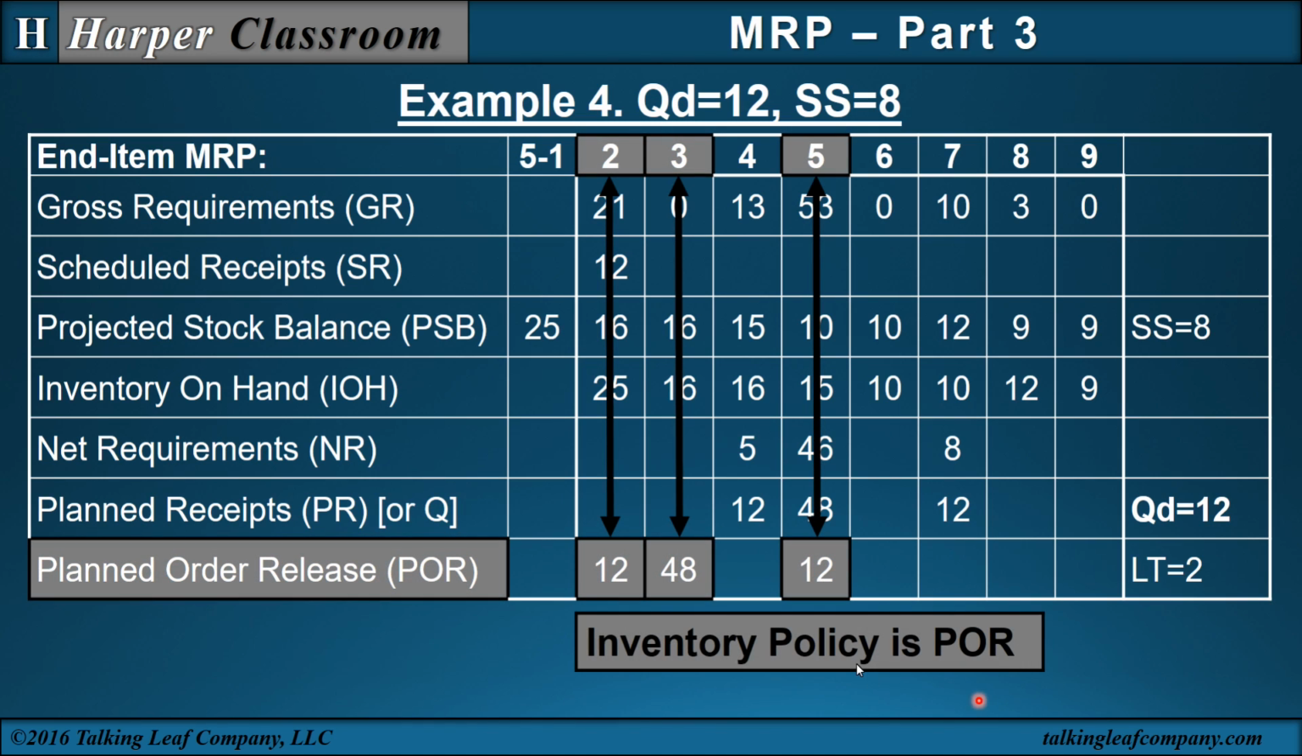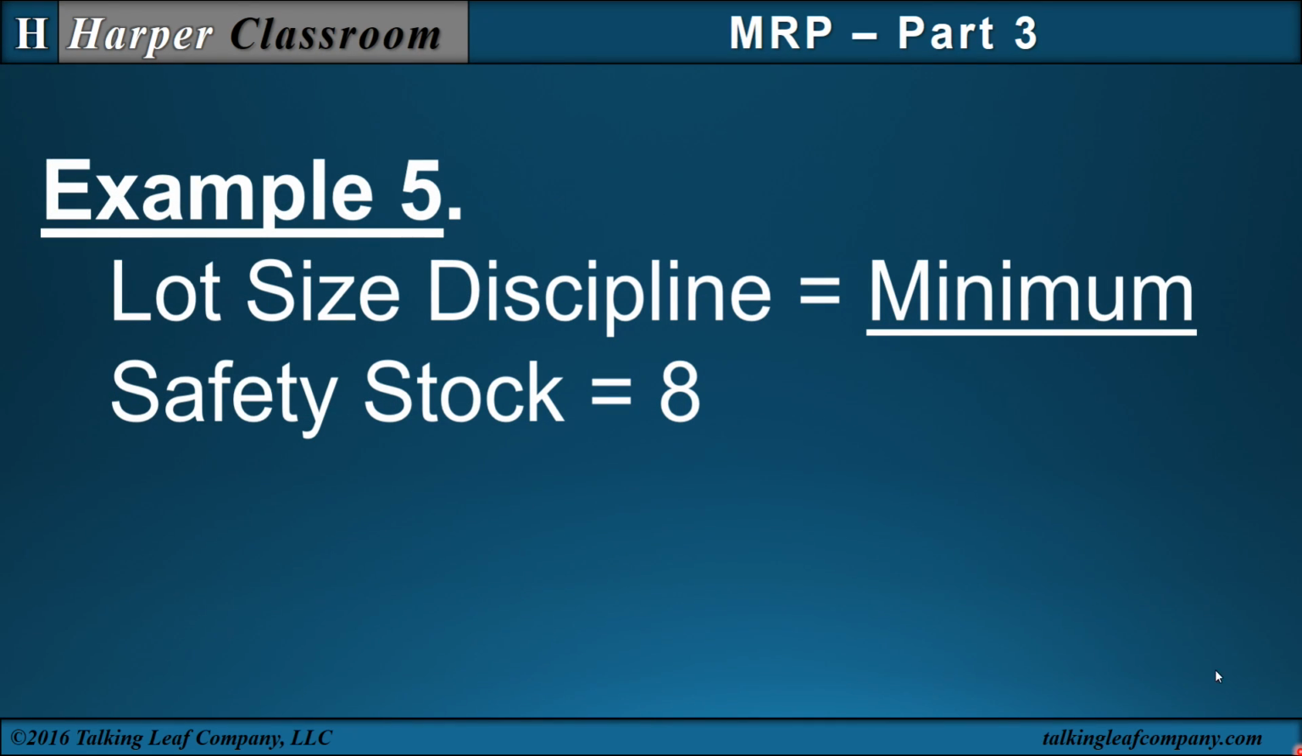And now I can generate my inventory policy, which is my planned order release row, because this tells me how much to order and when to order. Example 5 is a minimum lot size discipline with a safety stock of 8.